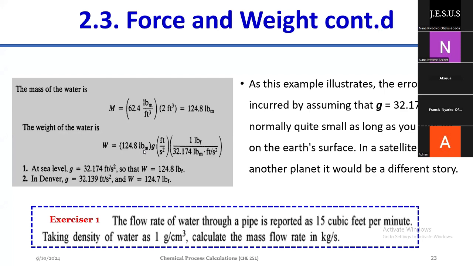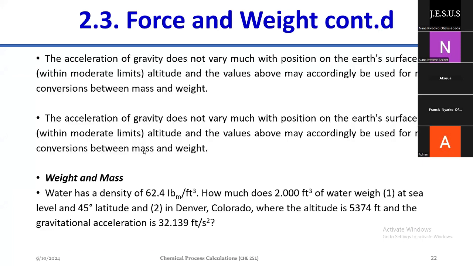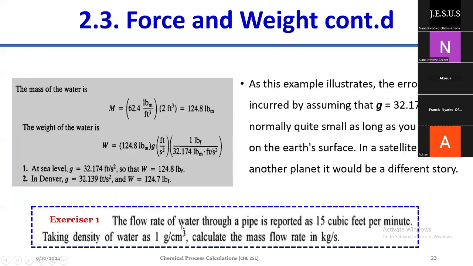Now in the Denver condition, where our gravity is 32.139, that will be 124.8 times 32.139, multiplied by 1 over 32.174. When you do that calculation, you get 124.7, which is a very slight change.